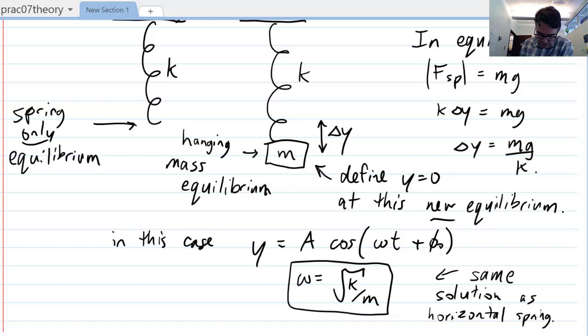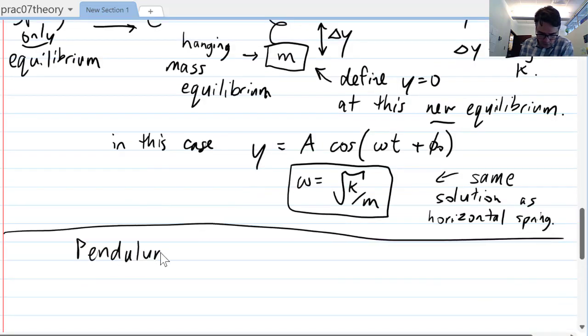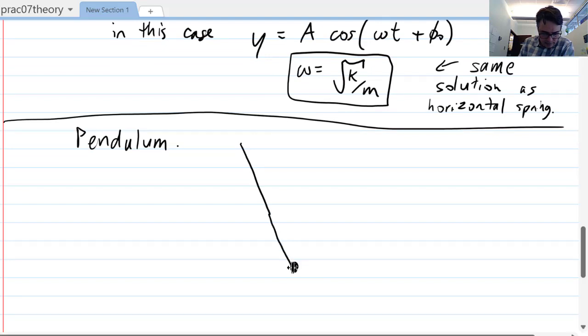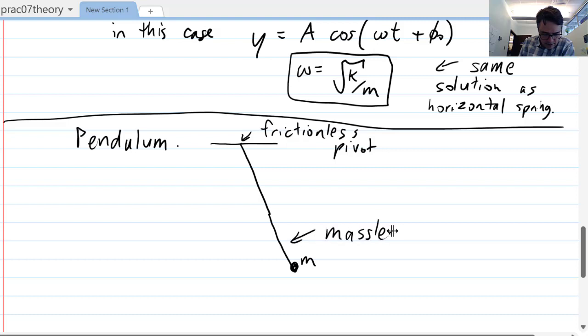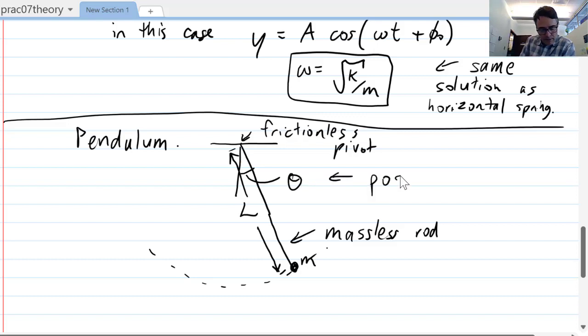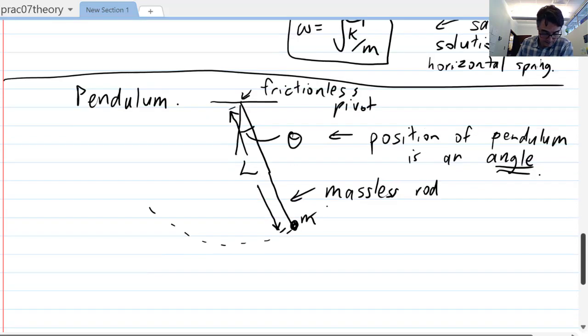Okay, the third system is the pendulum. So here you've got a mass. It's on a string or a massless rod or something. There is a ceiling here with a frictionless pivot. There's that mass at the end. The length from the frictionless pivot to the mass is L, and it can move in a circular path, right? So we can define from the vertically down position an angle theta. So the position of the pendulum is actually an angle here.